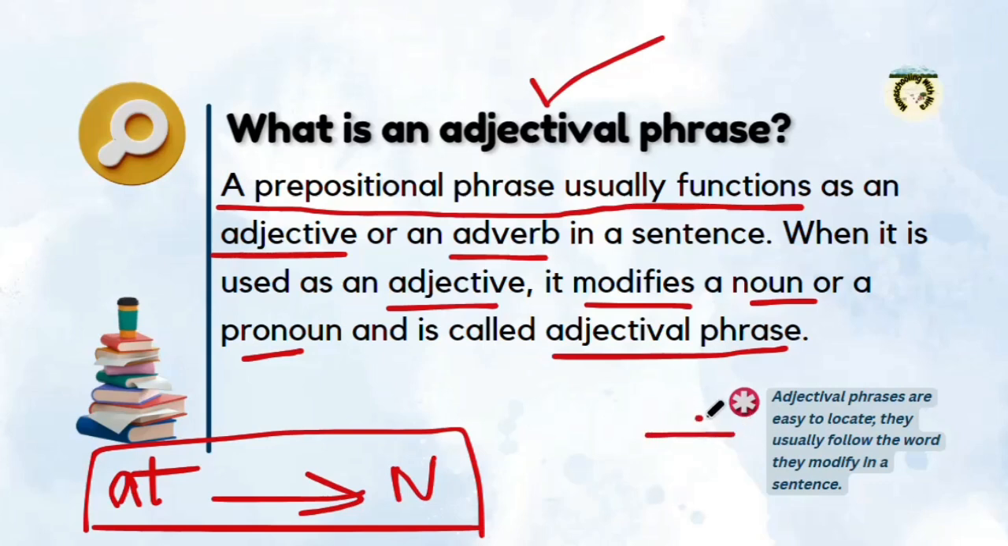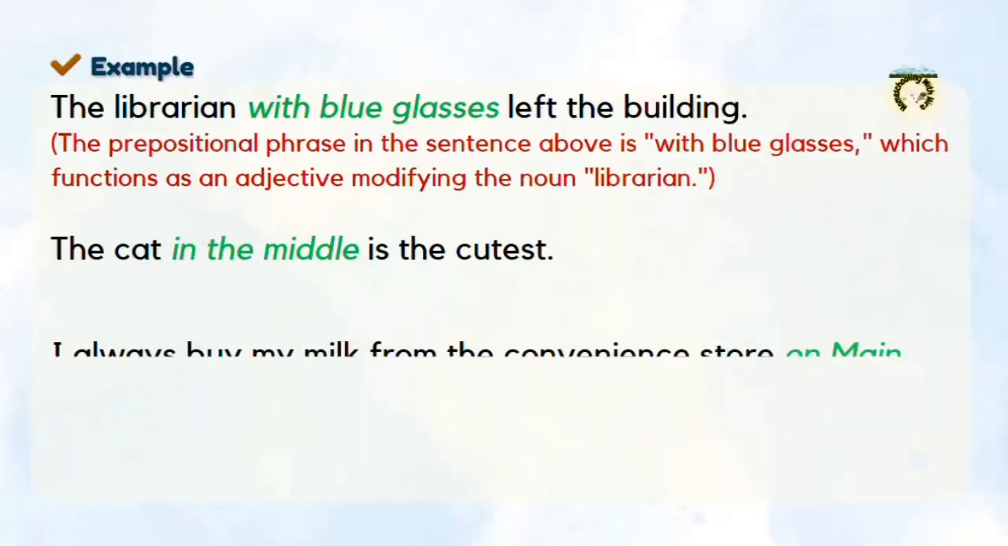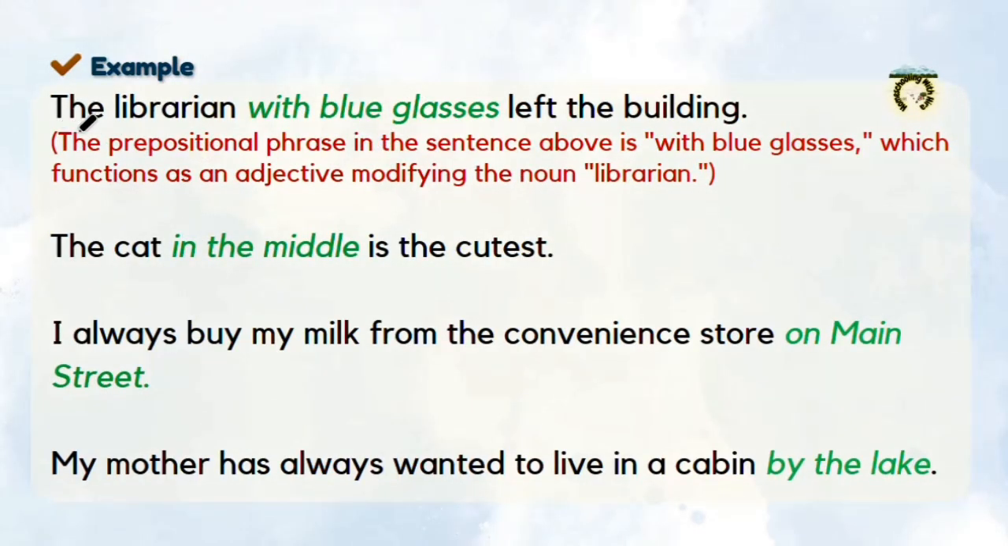There is a point that will help you. Adjectival phrases are easy to locate. They usually follow the word they modify in a sentence. Let's see some examples to understand it well. The sentence is, the librarian with blue glasses left the building. Where is the prepositional phrase? Here it is, with blue glasses, beginning with a preposition, ending at a noun. This is our prepositional phrase, right?